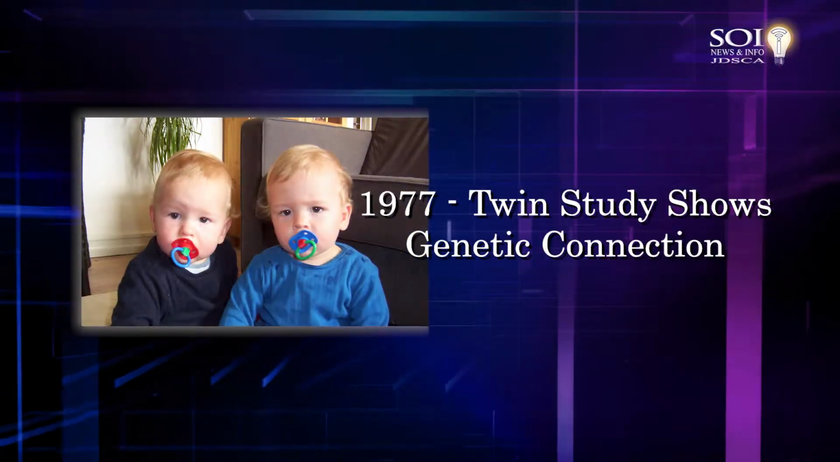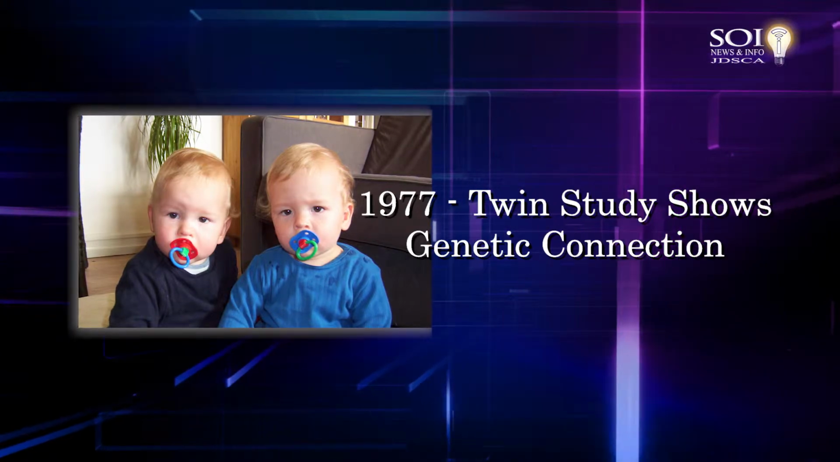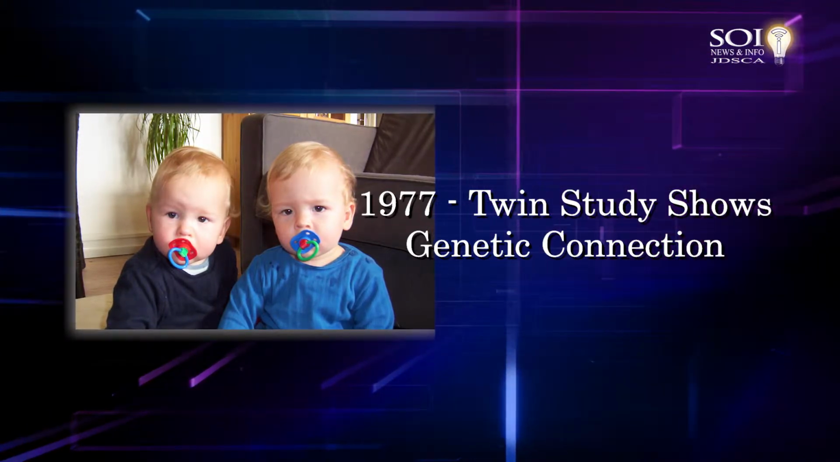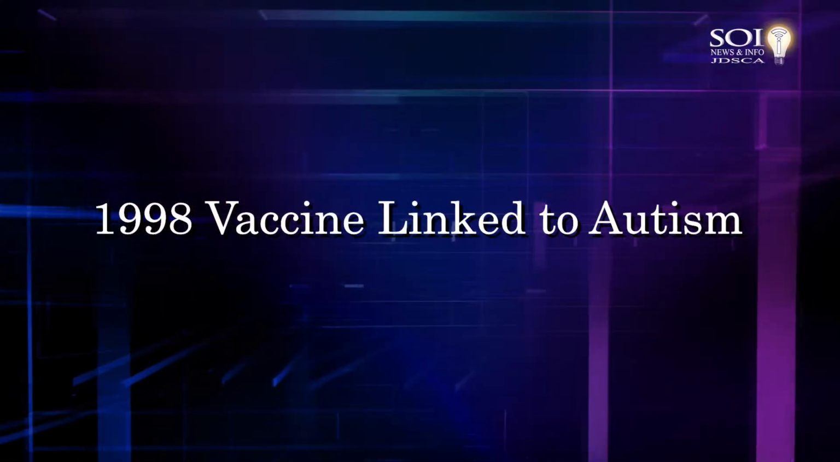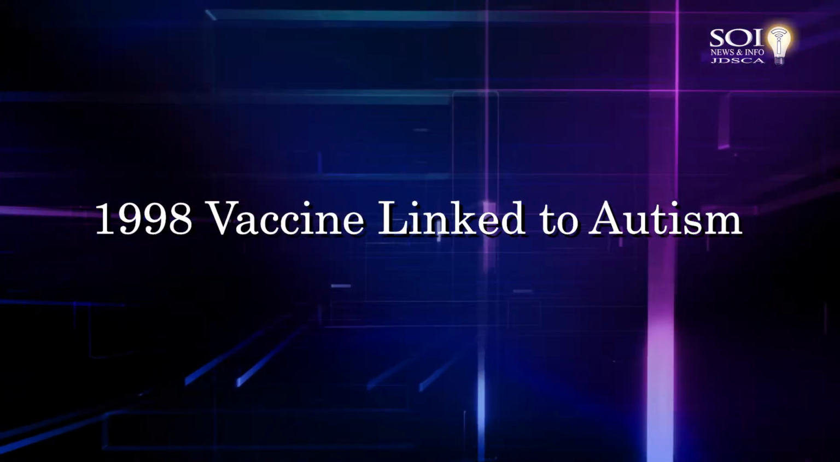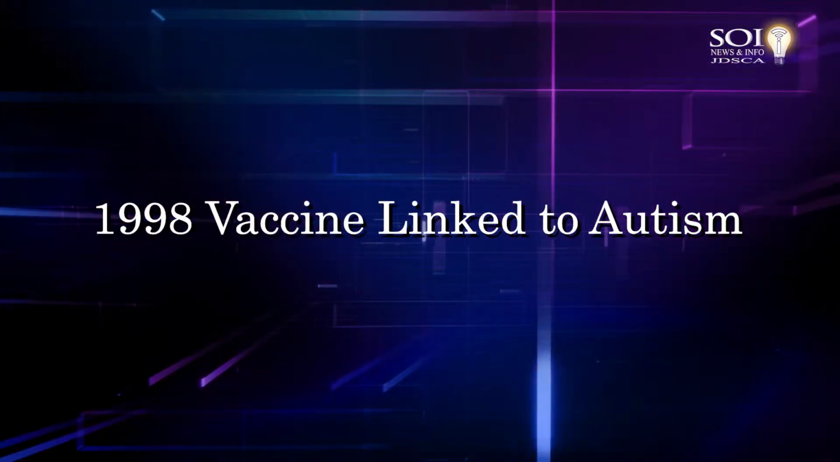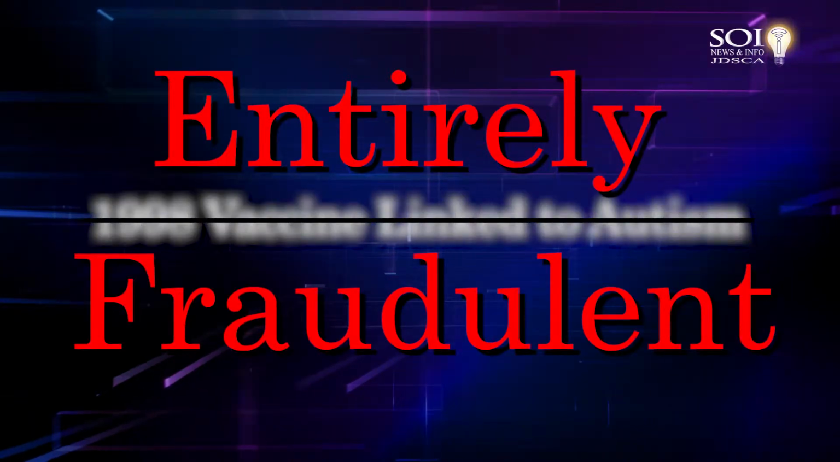Then, in 1977, Susan Folstein and Michael Rutter published the first study of twins with autism, which showed that genetics definitely play a role. In 1998, a tiny study was published that supposedly showed that the measles, mumps, rubella vaccine causes autism. This study turned out to be almost entirely fraudulent, but its impact is, unfortunately, still felt today.